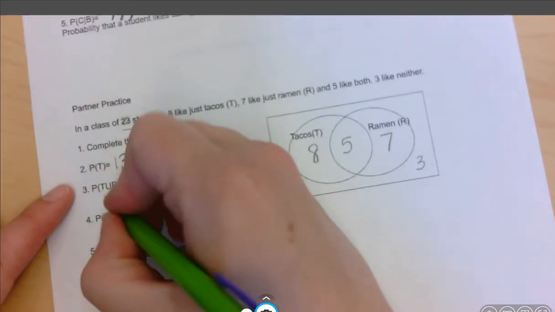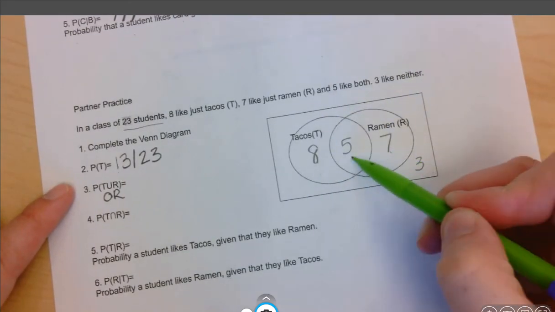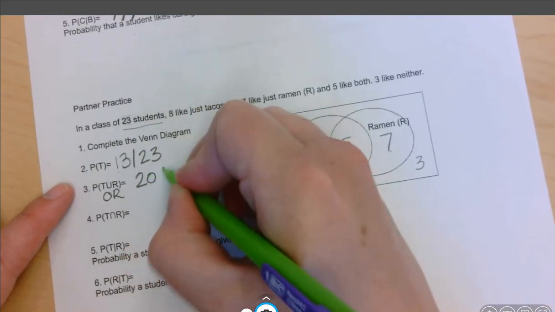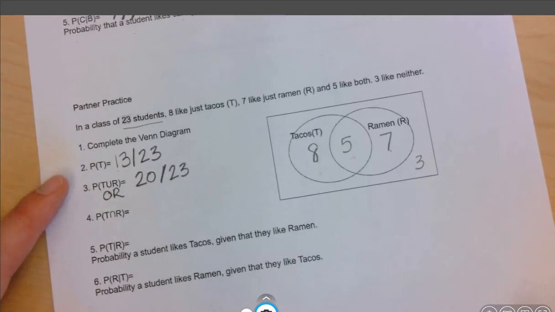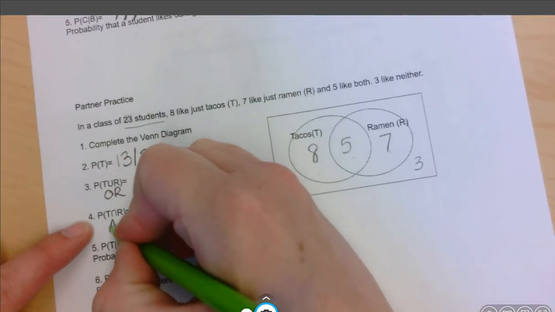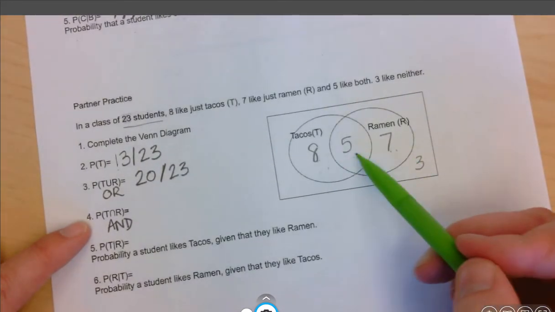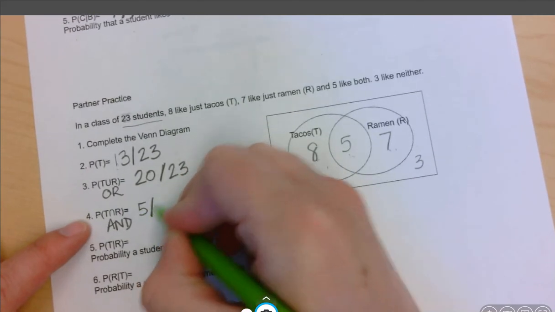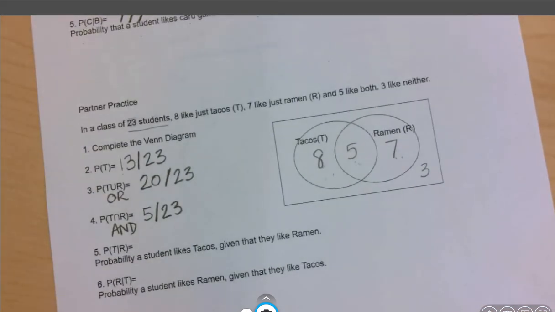This one was an or, and remember for the or you also include both. So tacos or ramen or both. So altogether you should have had 20 out of 23 altogether. And then this one is an and, it has to be both. When it's and, it has to be both. So you look at these two circles, and this number 5 is the students that like both out of 23. All right, so all of these have a denominator of 23. Who has a question on that part?